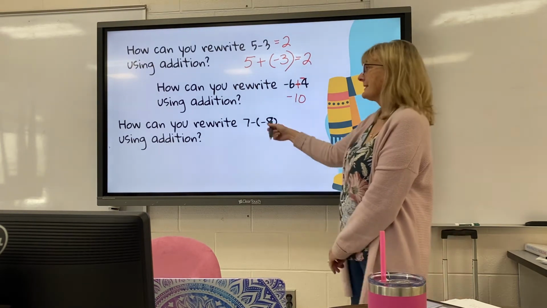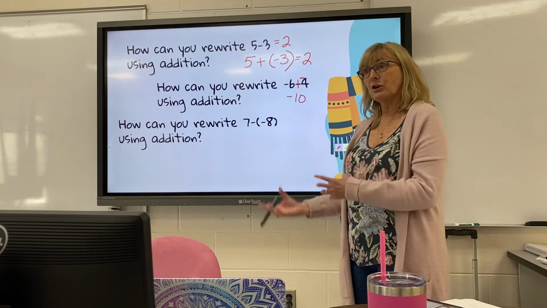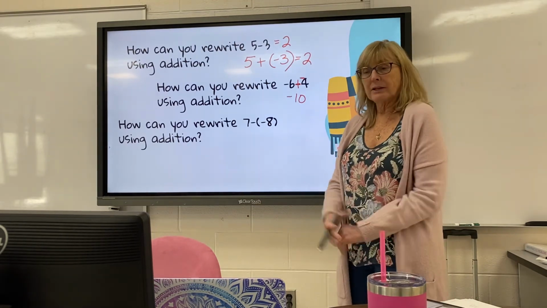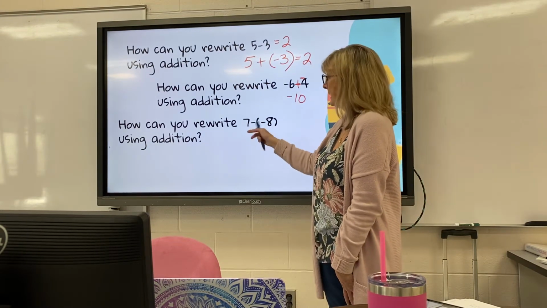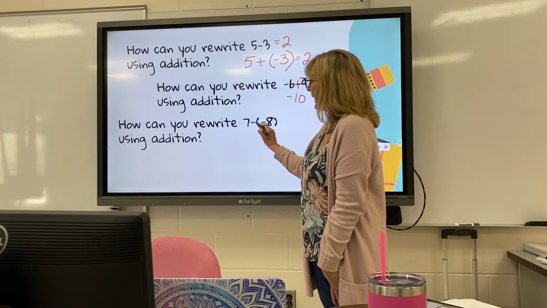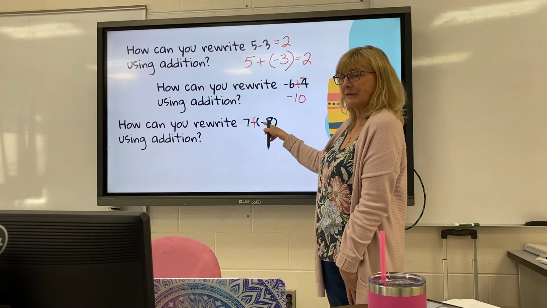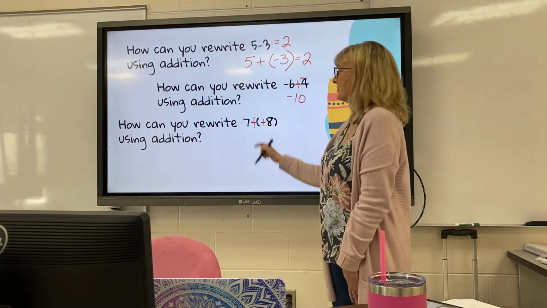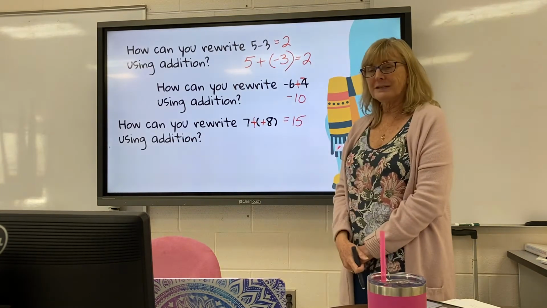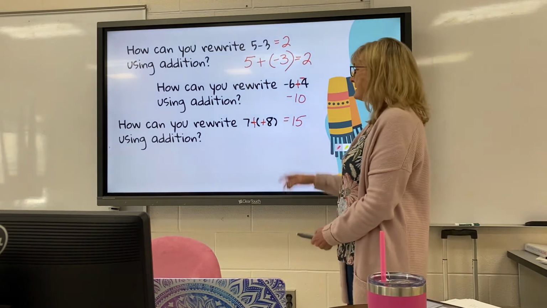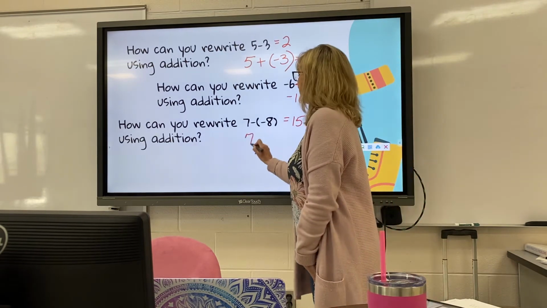All right, when we get to something like this, it is even more confusing. But if we think about changing subtraction to addition, we already know the rules for addition. So this would be, we will keep or copy the 7, change the subtraction to addition, take the opposite of the other number. What's the opposite of -8? Positive 8. So now it becomes 7 plus 8, which we know is 15. So that nasty problem is actually 7 plus 8.